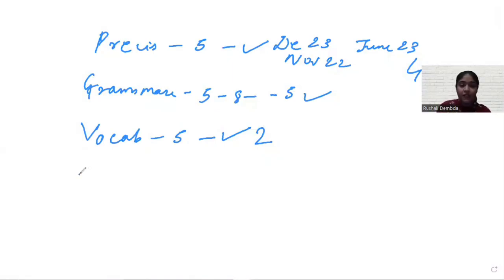Okay, then we have article writing or email writing. It has been observed that in June 2023, they had given email writing for 5 marks.